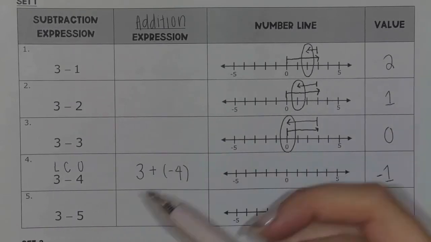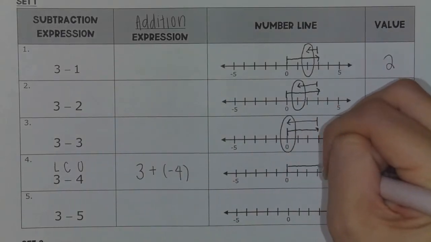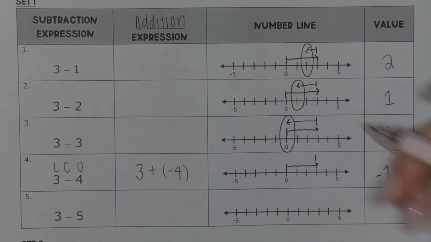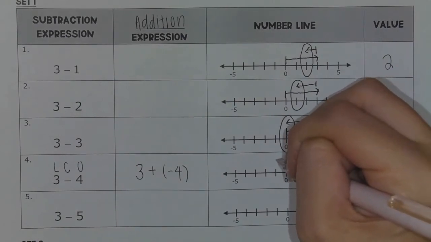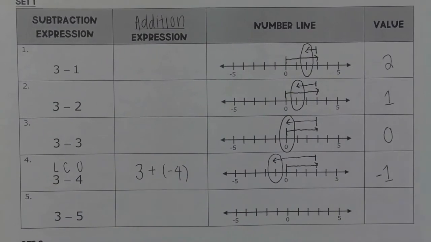And I can use my number line to prove this. I have a positive 3, so I'm going to start at 0, move to the right 3 spaces, and then stop. And then since it's a negative 4, I move to the left 4 spaces. So there's 1, 2, 3, 4. And sure enough, I end up at negative 1.